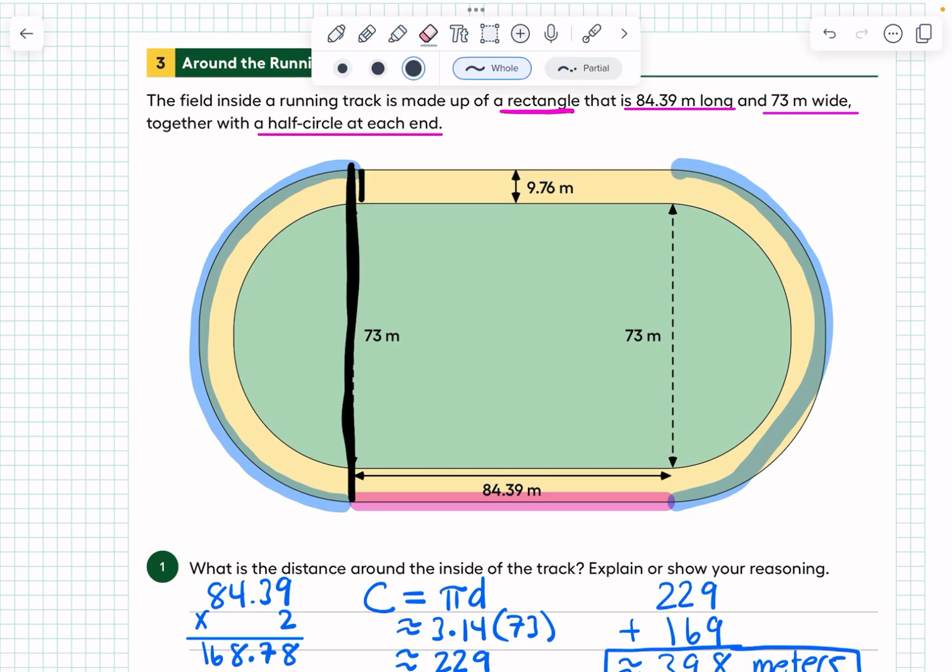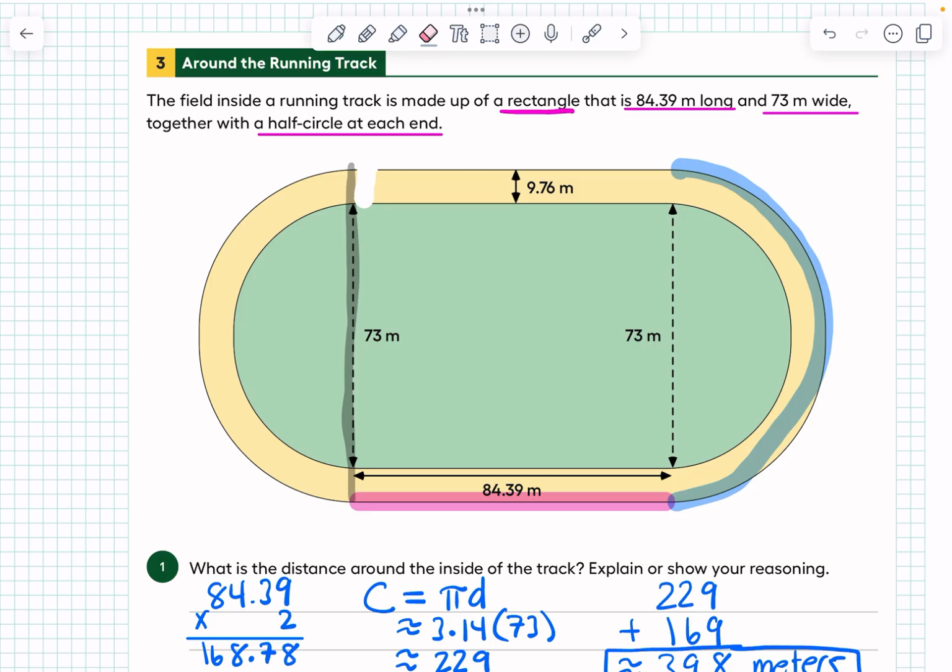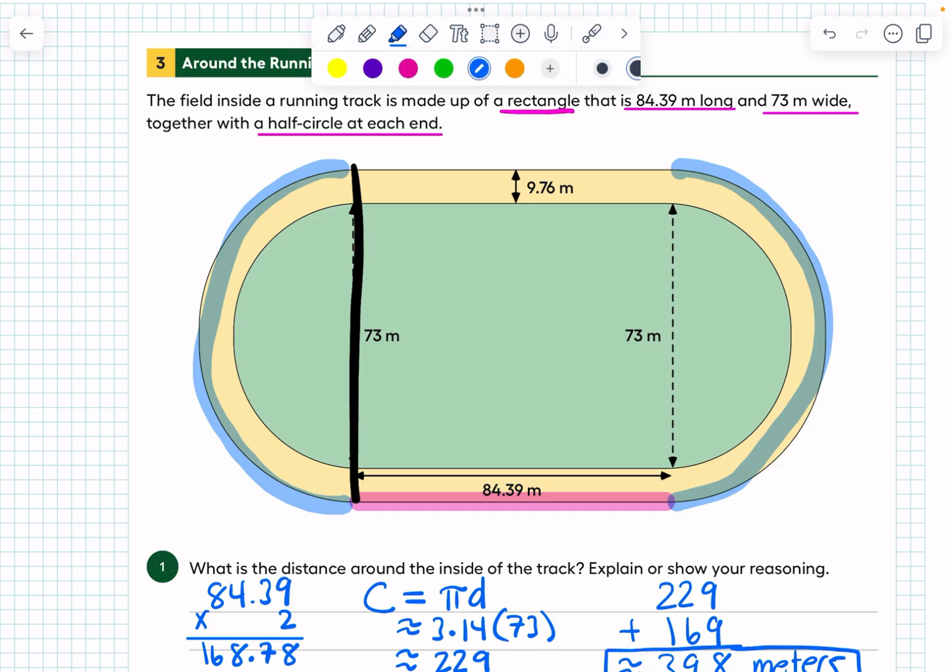Oopsie. Oh gosh. I'm trying to erase this one line, but now I have erased everything. I'm so sorry. Okay. Hold on. Let me catch up to what I was just doing a second ago.